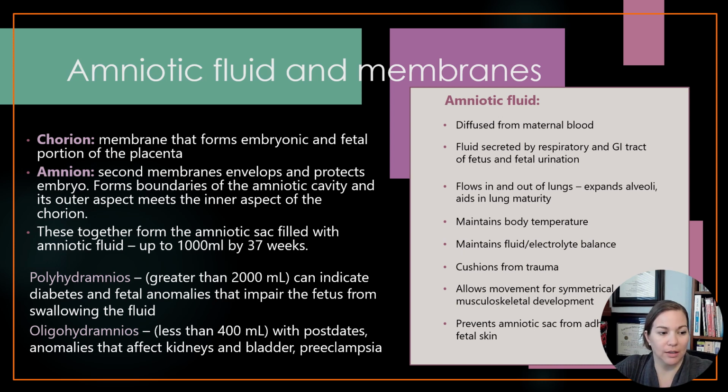So, for instance, in polyhydramnios, the fetus is producing too much amniotic fluid. This can be a sign of diabetes, and I'll talk about that with the amniotic fluid in just a minute. Or a sign that the baby is not able to swallow the fluid as they normally should be able to. So if their GI tract is impaired somehow, that could also be why polyhydramnios is developing.